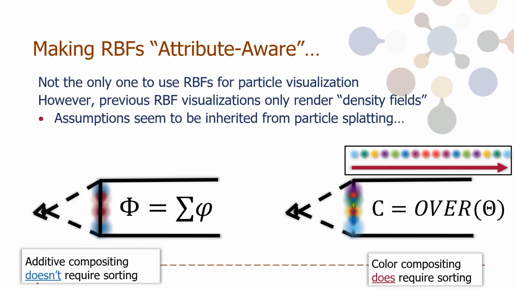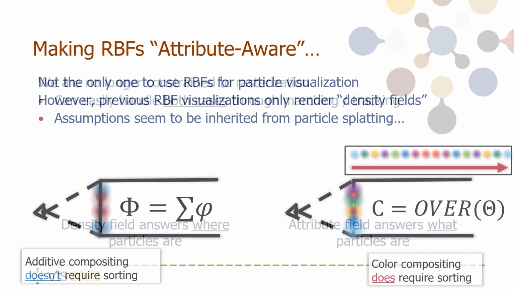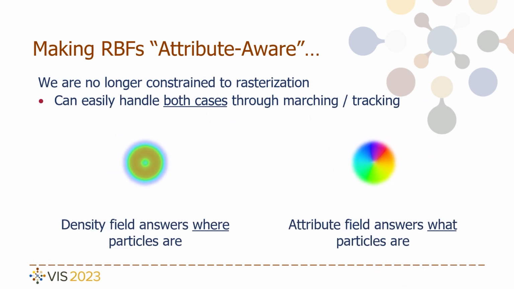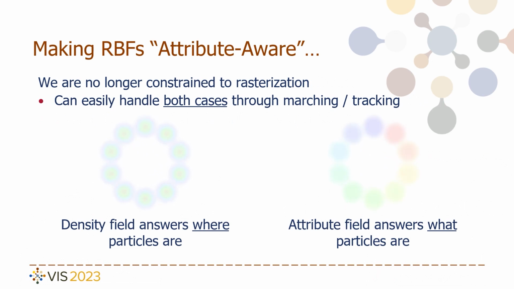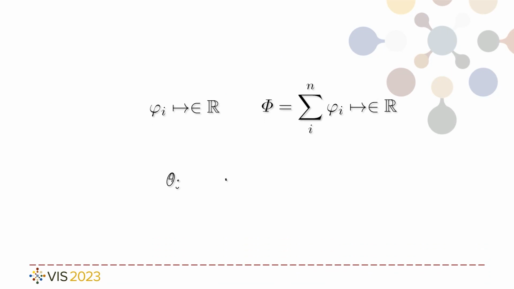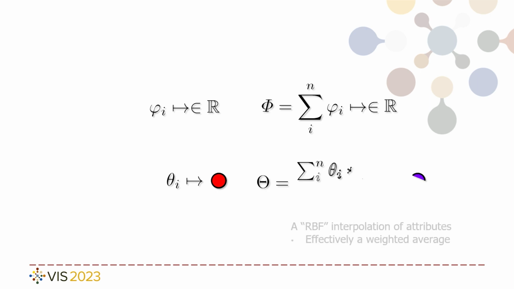Now, we're not the only ones to use radial basis functions for particle visualization. However, previous radial basis function visualizations typically only render density fields. I think this is because assumptions were inherited from particle splatting, which were that color-attributed particles require expensive sorting. However, we're no longer constrained to rasterization, and so we can easily handle both of these cases through ray marching or Woodcock tracking. So to extend radial basis functions to support color-attributed particles, we let theta denote an attribute associated with a particle. Then we compute a radial basis function-based interpolation of these attributes, which we denote using a capital theta.